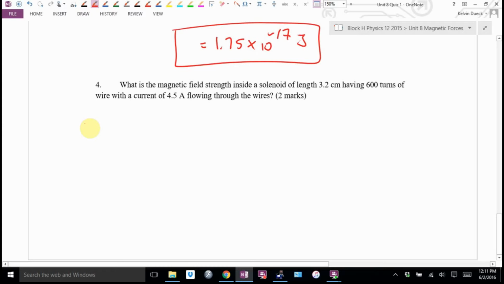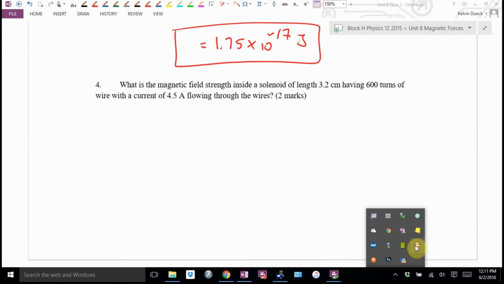Magnetic field strength. Now, what are we finding in question number 4, Raj? Magnetic field strength. Variable is what? Pause for 1 second. Got a latecomer coming in.